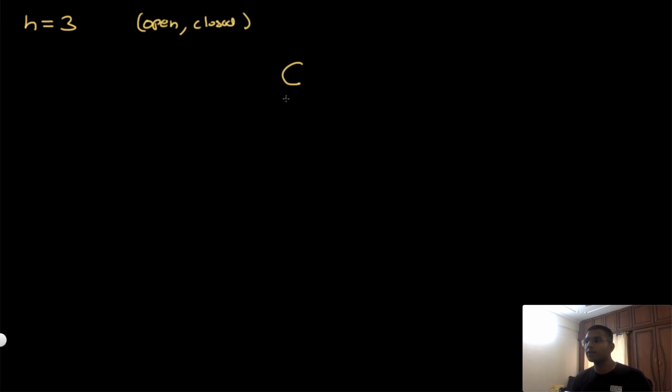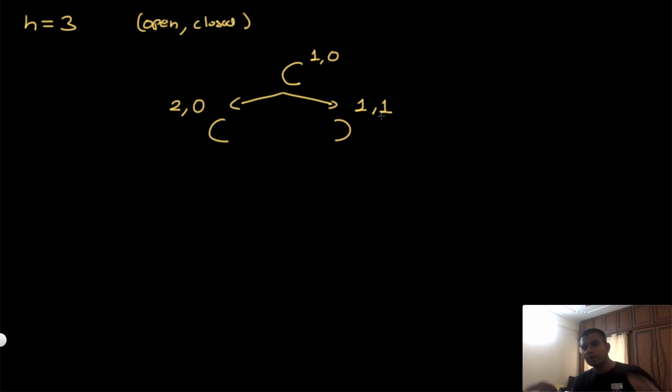Now, what are my options? I can either have an open bracket or I can have a closed bracket. Now, if I have the open bracket, the number of open brackets is going to be 1, and the number of closed brackets is 0. So over here, that would be 1, 0. Over here, I would have 1 open, 1 closed. Let's see how this is going to expand, and it's going to make complete sense after this. So over here, 1, 0, 2, 0, 1, 1. Let's do it level by level.